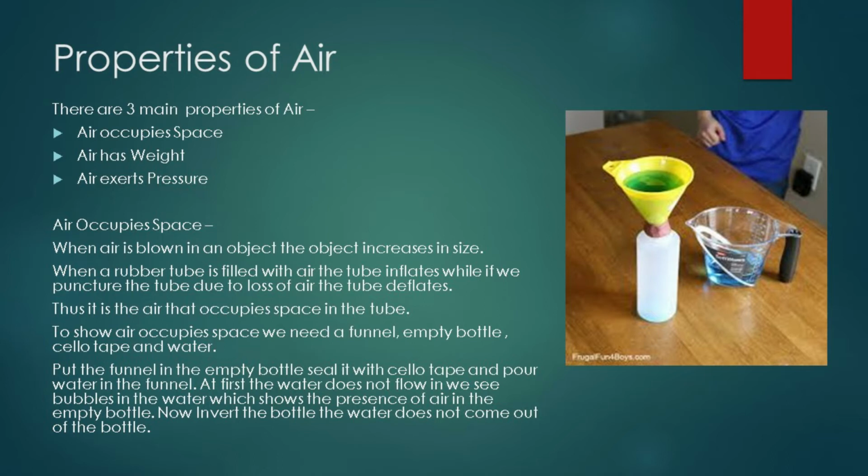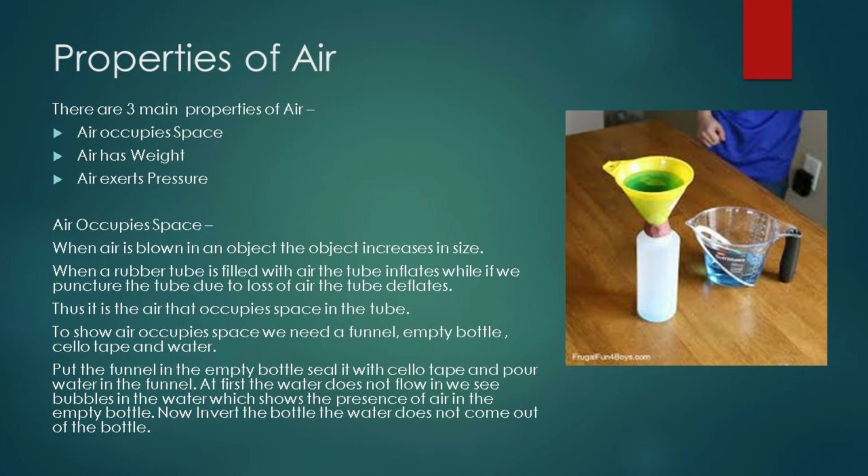To show that air occupies space, we need a funnel, an empty bottle, sellotape, and water. Now put the funnel in the empty bottle and seal it with sellotape. You can see, with the red color, the bottle is sealed. Then pour water in the funnel. At first the water does not flow in. We see bubbles in the water, which shows the presence of air in the empty bottle.